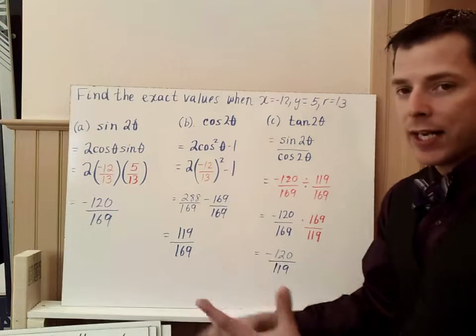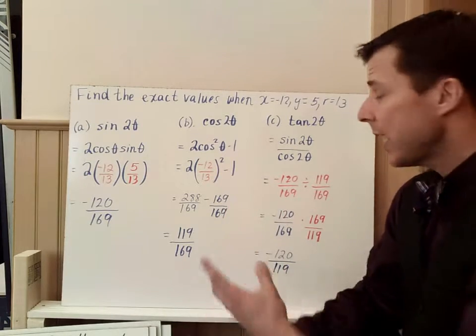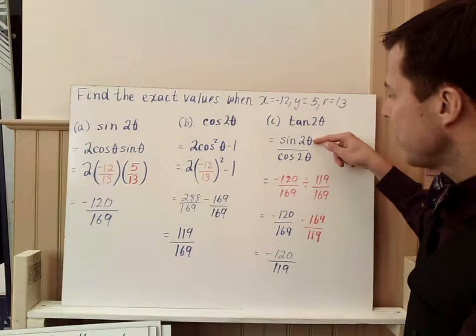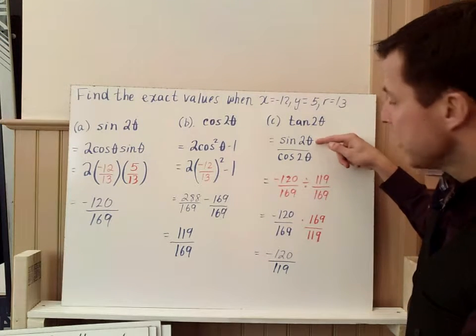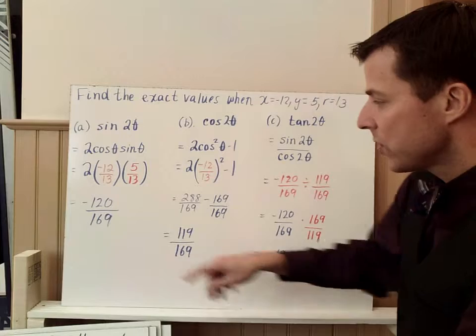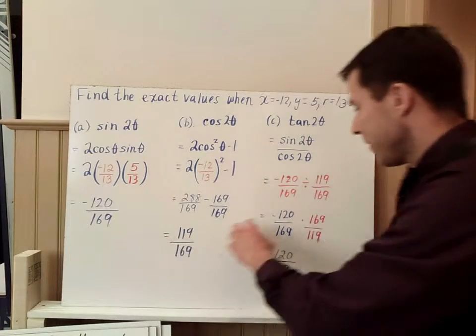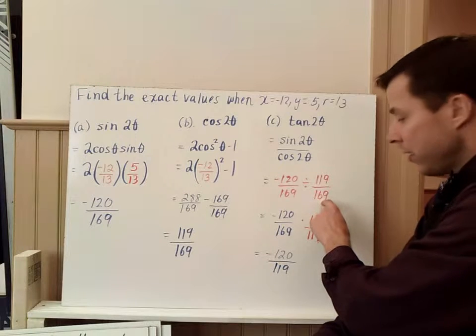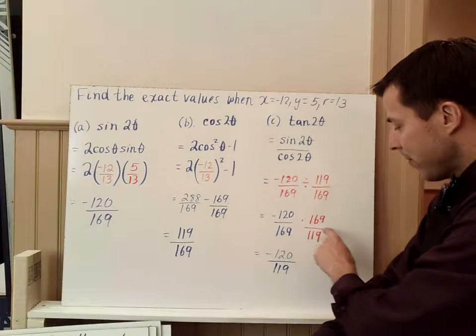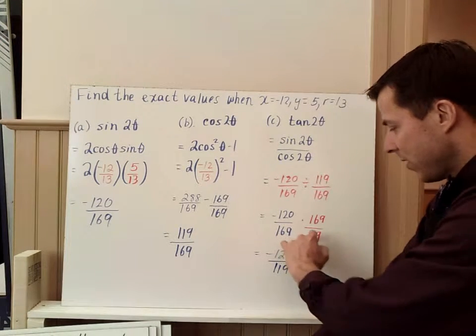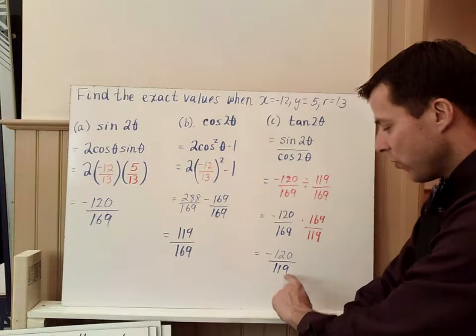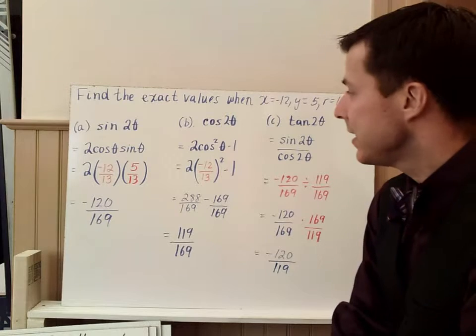Now, the last one I kind of, not cheat a little bit, but I used what I had. I have a formula for tangent of 2 theta, but I know that tangent of 2 theta is going to be equal to these two things: sine 2 theta over cosine 2 theta. So I just took my two previous answers, and I have sine 2 theta divided by cosine 2 theta. When I divide a fraction, I flip it and multiply by its reciprocal, and I did that here. My 169's become 1, so I'm left with -120 over 119.